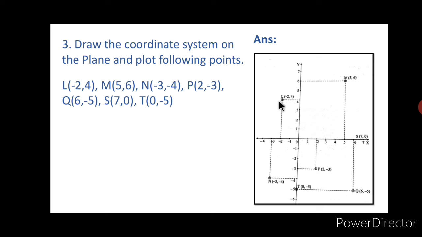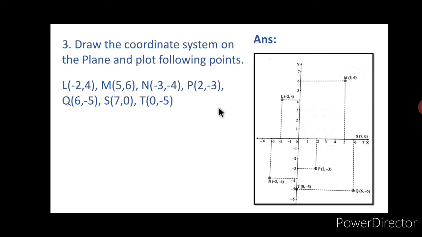Then next point is M. Its x coordinate is 5 and y coordinate is 6, and therefore M point lie in the first quadrant. Then if we see the point N, then both the coordinates are negative. Therefore this point lie in the third quadrant, that is -3, and y coordinate is -4. Therefore this is the N point which is present in the third quadrant.